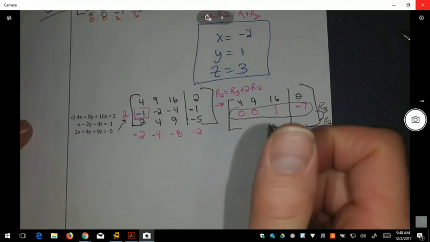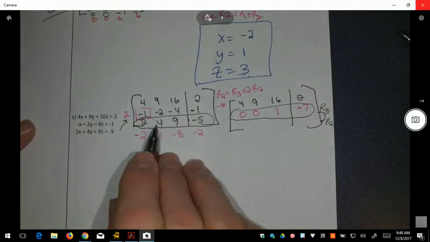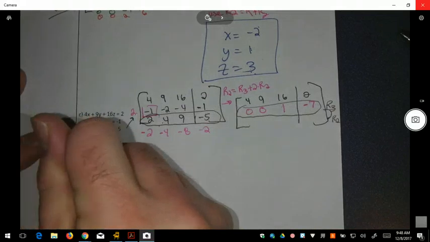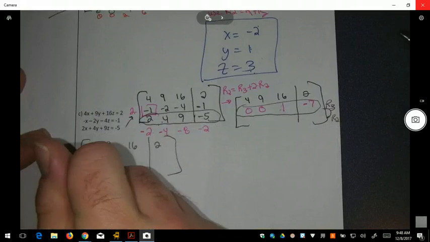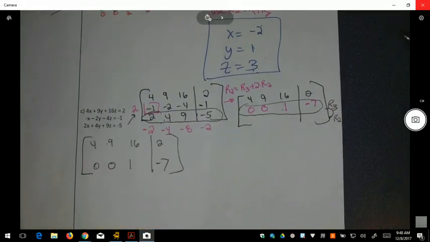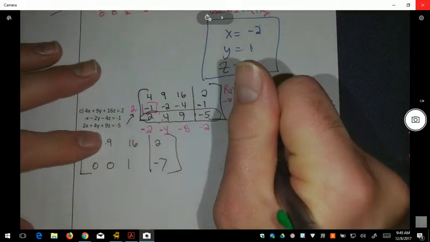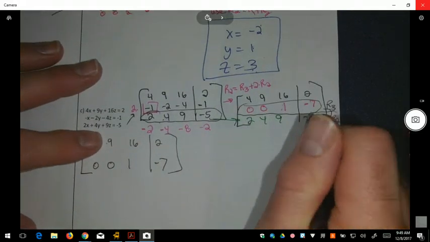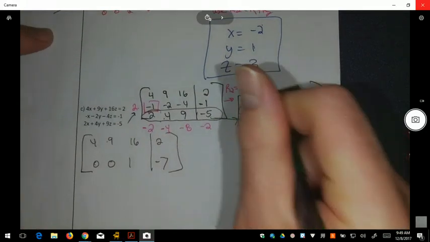Okay? Our old row 3 and our old row 2. Now what that means is that this was my row 3, so I'm going to treat this now as row 2. It's a little confusing, so bear with me. We're going to write down the 4, 9, 16, 2. This will become the row 3, 0, 0, 1, -7. I need to get a row 2, and it has to come from, I'm just going to write this down, that this was the 2, 4, 9, -5, and that's going to be our new row 2. But I need it to be a 0 here, right?